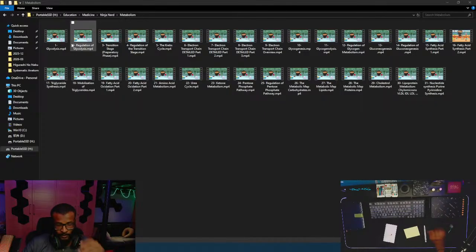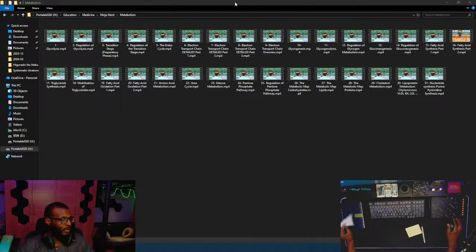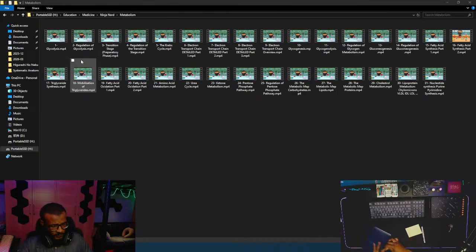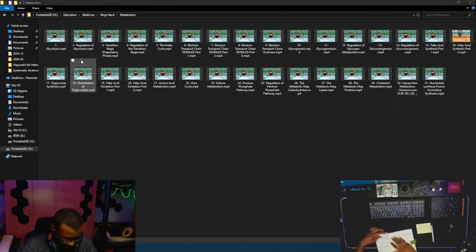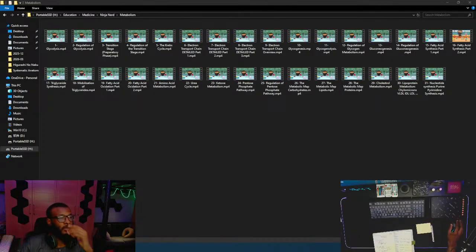So let's study glycolysis, the breakdown of sugar, which goes from glucose down to pyruvate, and let's see how that happens. Bismillah.